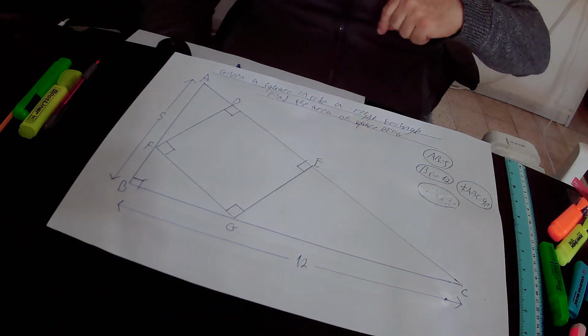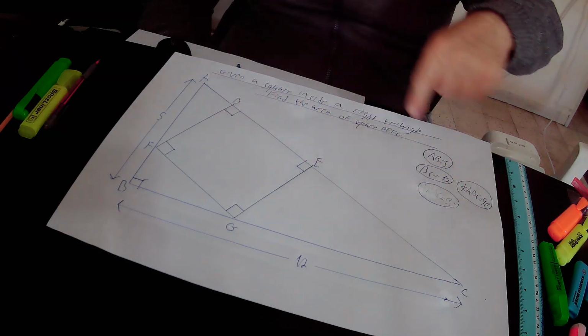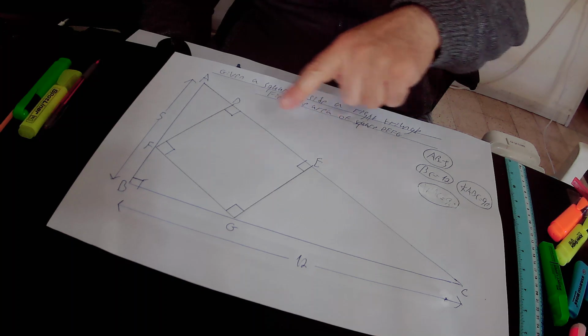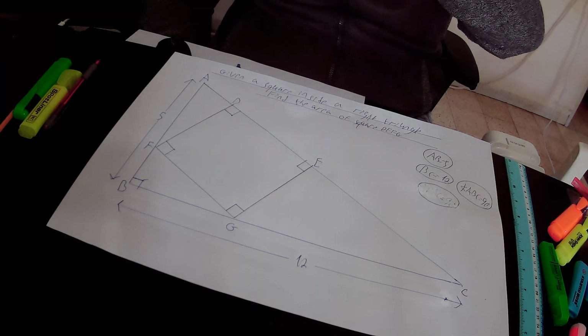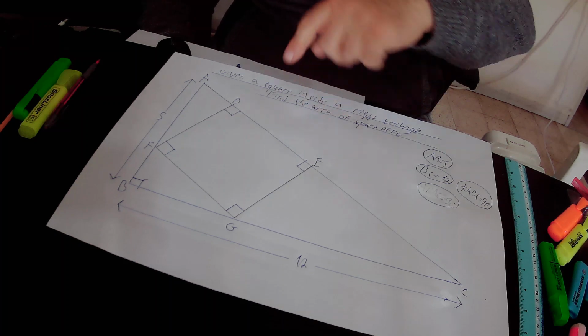Now, in this lecture, we find out the area of a square. In the drawing, we have the right triangle ABC. Inside the right triangle ABC, we have square DEFG. And our mission is to find out the area of this square DEFG.